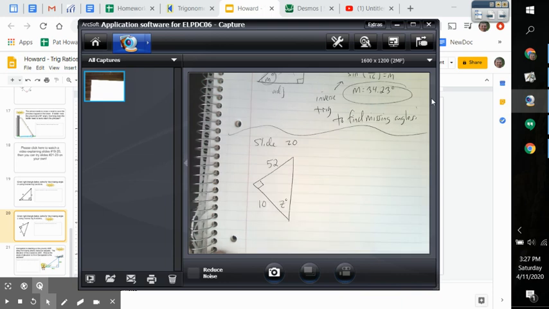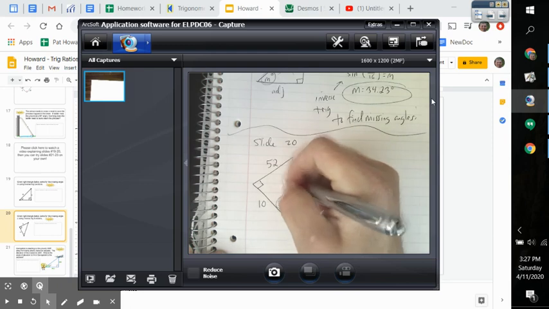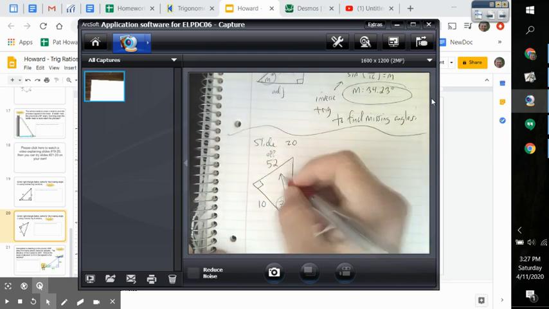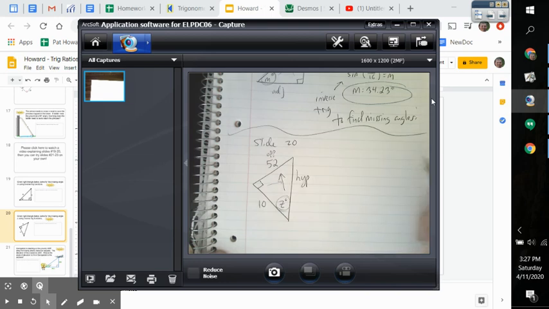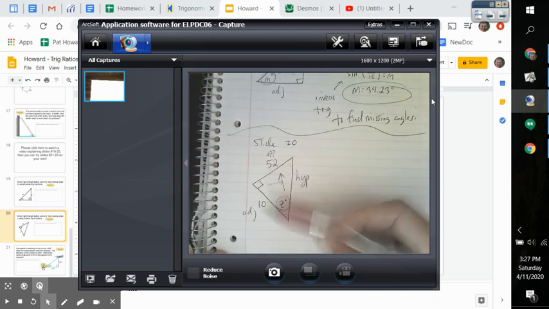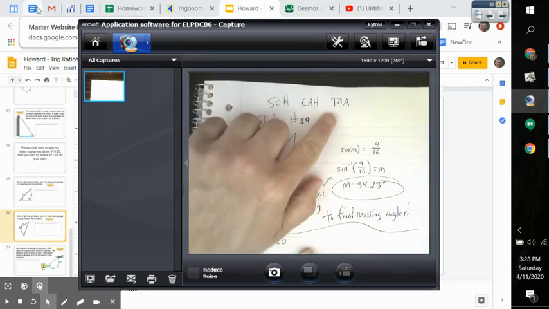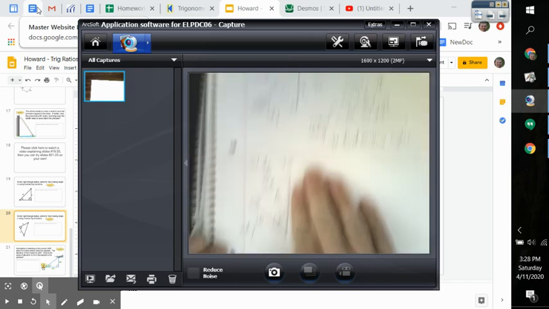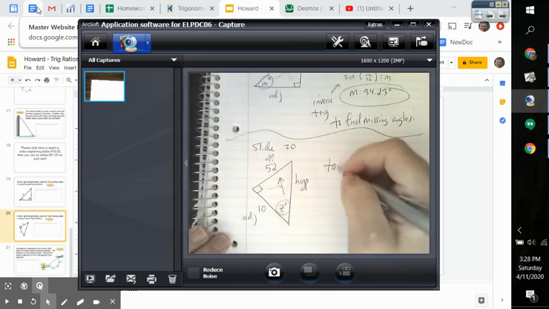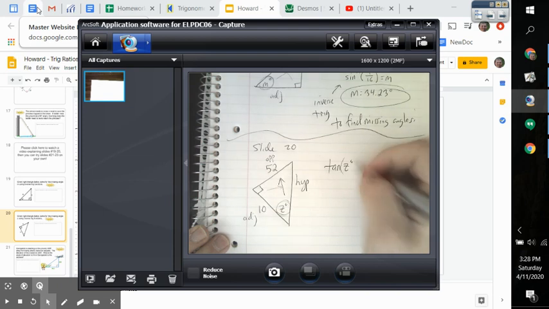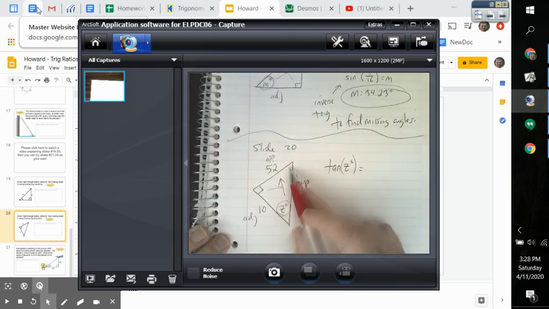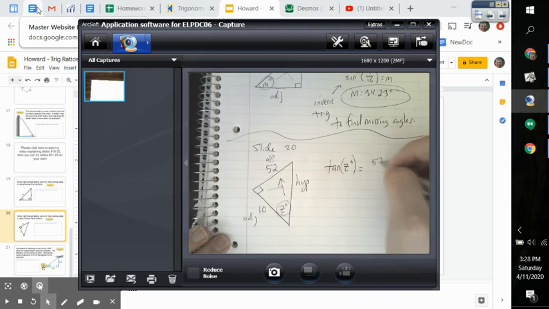And even when you show me your work, if you can just get through the first few steps, I'll be so impressed. Circle your angle, label your opposite, label your hypotenuse, label your adjacent. Okay. Now, O and A are the two sides given to us because I have nothing over here, no number for that. So O and A, if I look back up here, SOH CAH TOA, which one has O and A? Tangent, okay? So tangent of my angle equals O over A, 52 over 10.